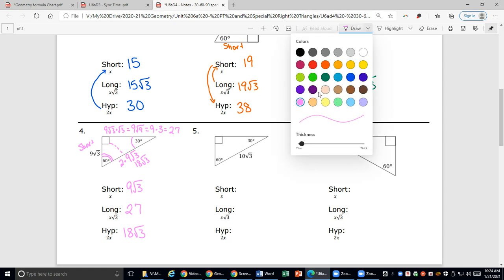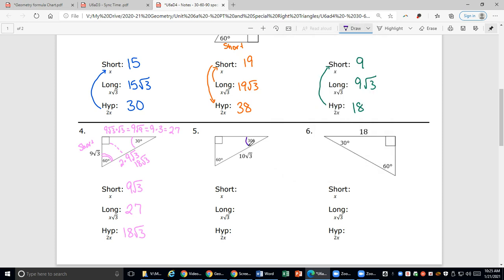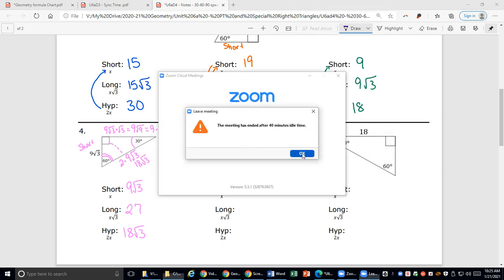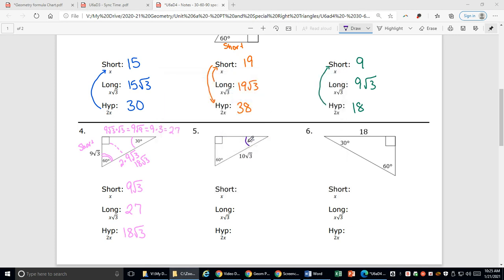Okay? All right, when I look at my next example, my short leg is where I always want to start. My short leg is where I always want to start. So across from the 30 is my short leg, which I don't have. I don't know what that is. Across from my 90 is my hypotenuse, and they did give me my hypotenuse. My hypotenuse is 10 square root of 3.